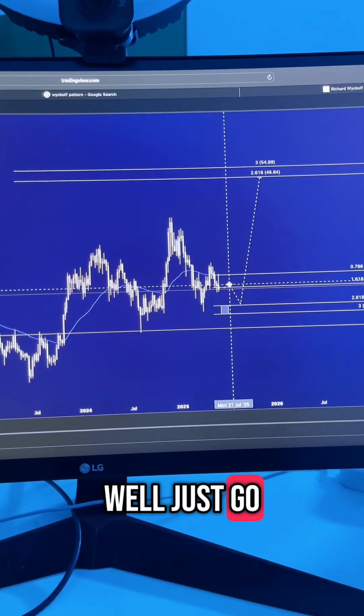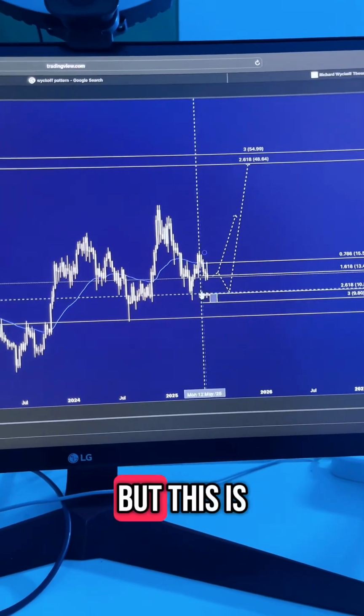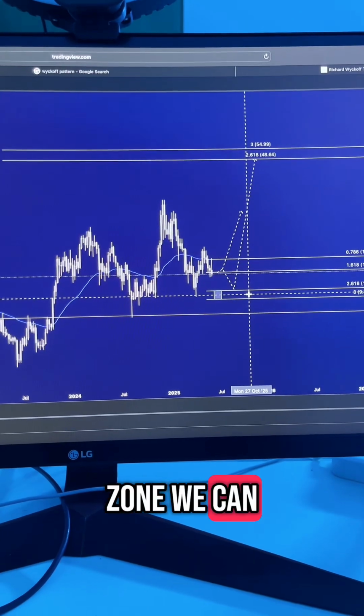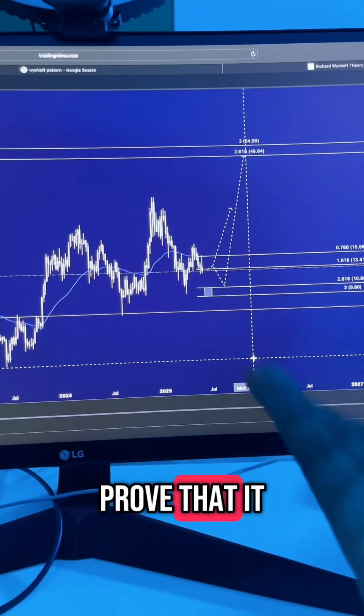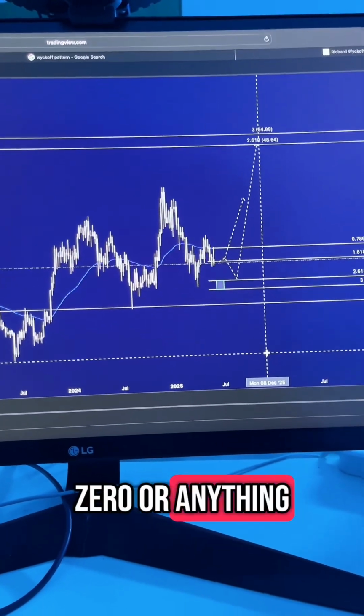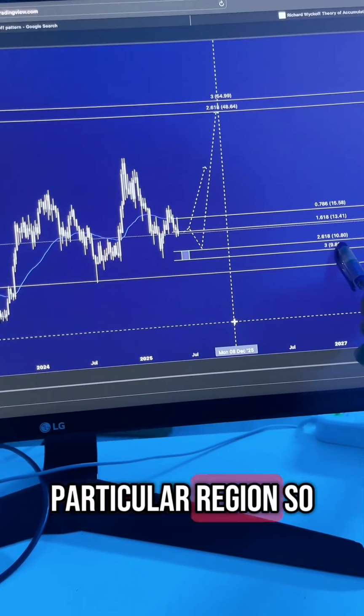It might as well just go straight up from here. But this is just the lowest zone we can see for it. It might as well just go straight to zero, but we can't prove that it will go to zero or anything lower than this particular region. So that's it.